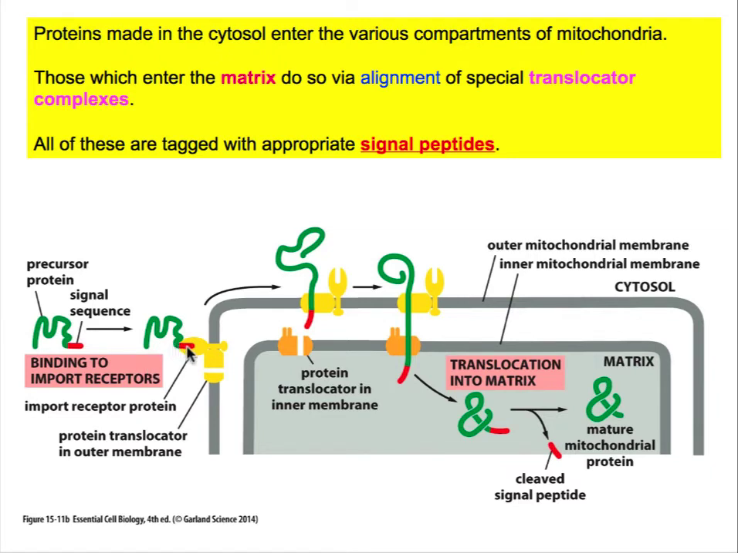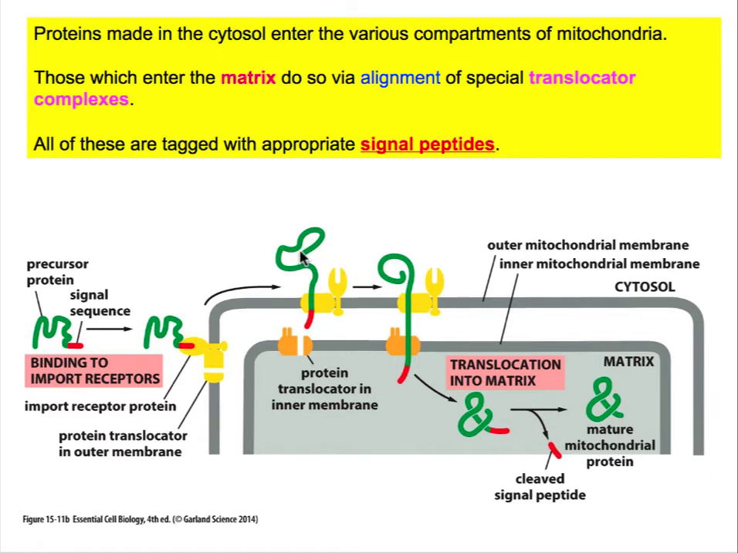The polypeptide signal sequence interacts with an import receptor protein. And that import receptor protein docks with a protein translocator in the outer membrane of the mitochondrion. And the two proteins then migrate around until they find and dock with another protein translocator, this one in orange, in the inner membrane. So the two line up, and then proteins are pushed through both simultaneously and delivered into the matrix of the mitochondria.